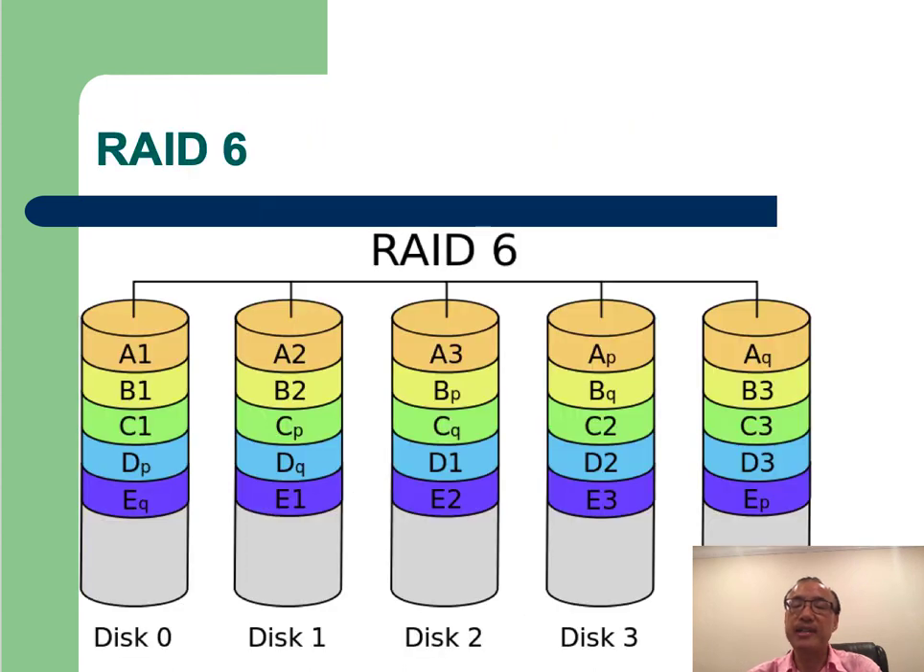RAID 6 normally means we have 2 parity drives. We have a P drive and a Q drive. They are all parity drives. And for RAID 6, normally we can correct 2 errors. That means if 2 drives fail, we can still recover the data. No matter which 2 drives, for all combinations of drives, if at most 2 drives fail, we can still recover the entire data.